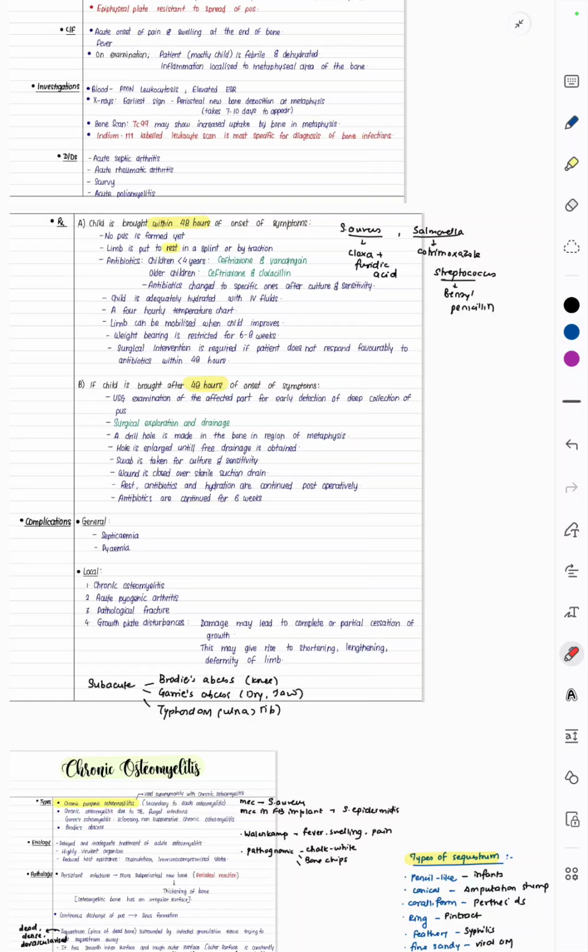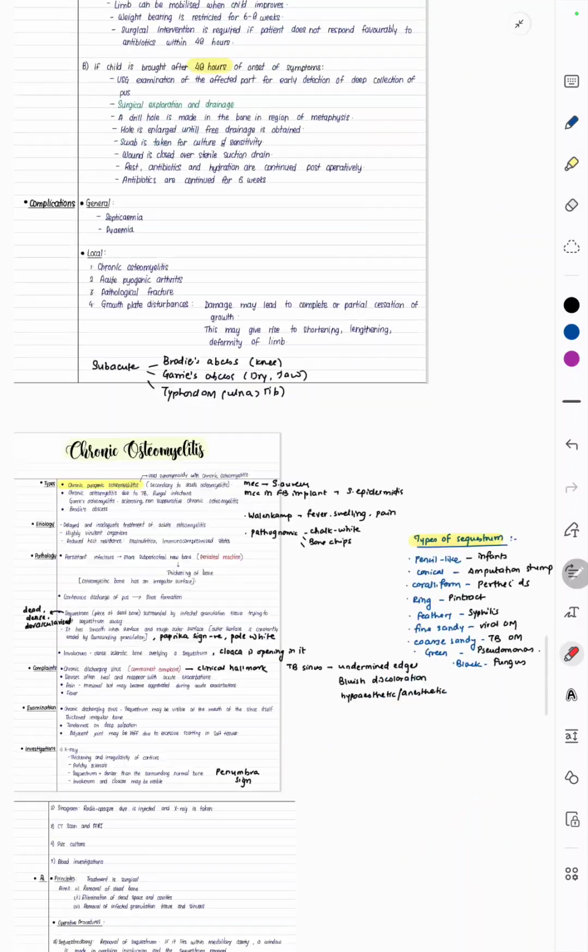Now, subacute osteomyelitis consists of Brodie's abscess, which is more common in the knee. And Garre's abscess is a dry abscess, and it is seen most commonly in the jaw. And typhoid osteomyelitis, which is more common in the ulna than the rib.